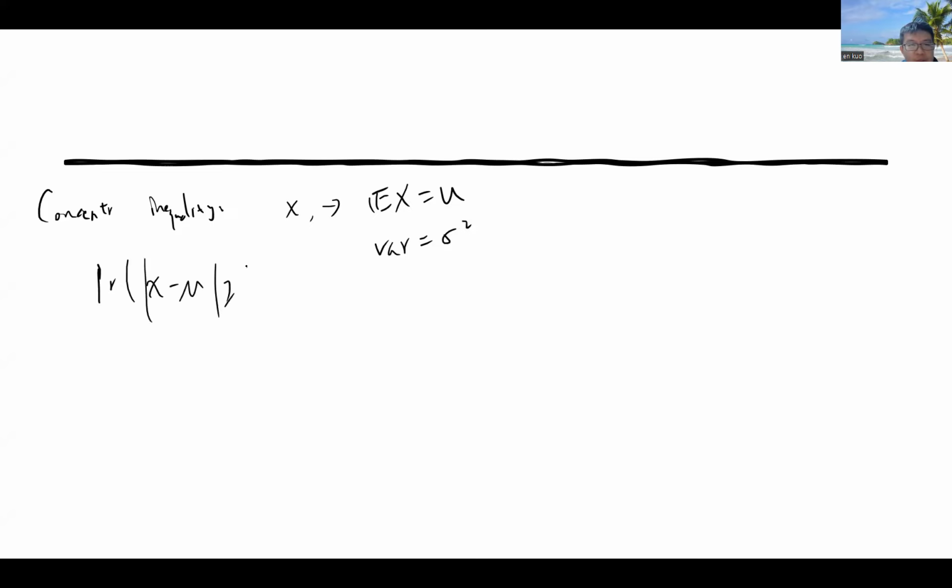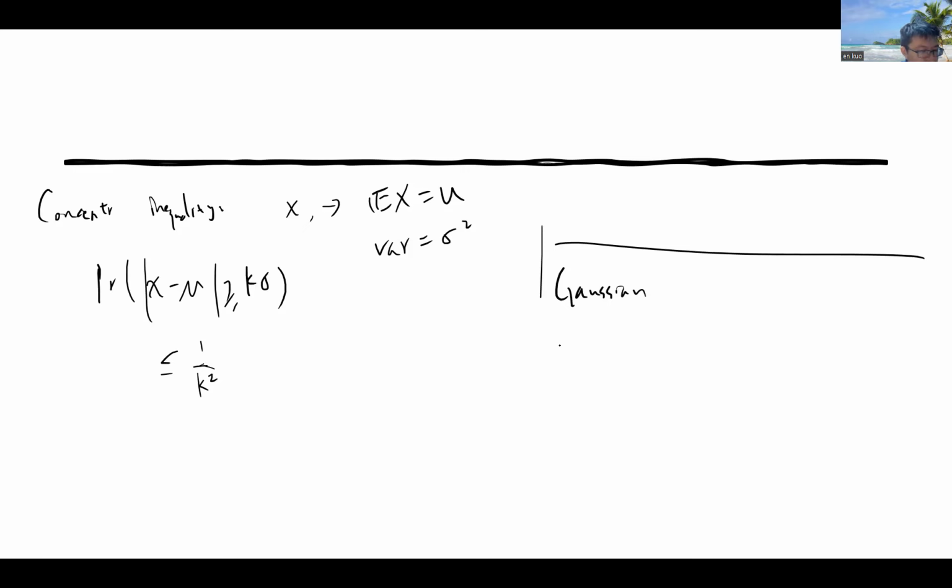This is what people want to ask, and for a general distribution, you can only say the probability is bounded by one over k squared. This is called the Chebyshev inequality. Maybe you can do something better, but almost this. But the natural thing to ask about is the Gaussian, so people like to ask about the Gaussian.